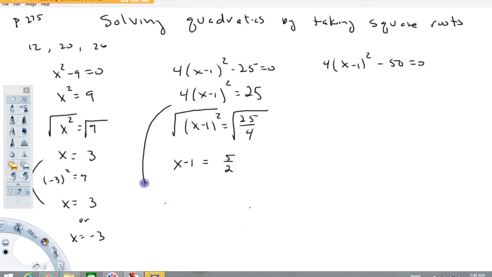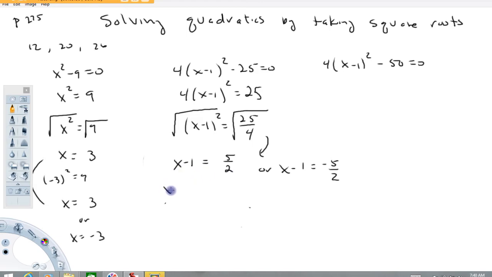So, long story short here, when we go from here to here, two possibilities show up. x minus 1 could be 5/2, or x minus 1 could be minus 5/2, right? Because either of those squared would work in this equation. And then we solve them independently.